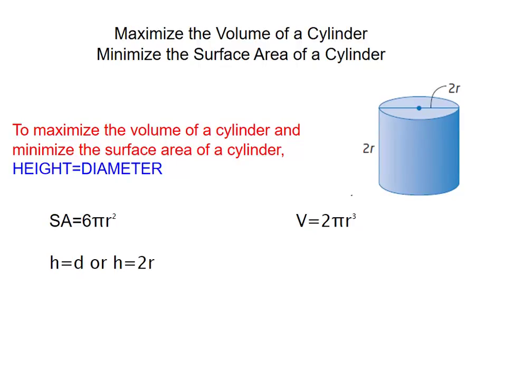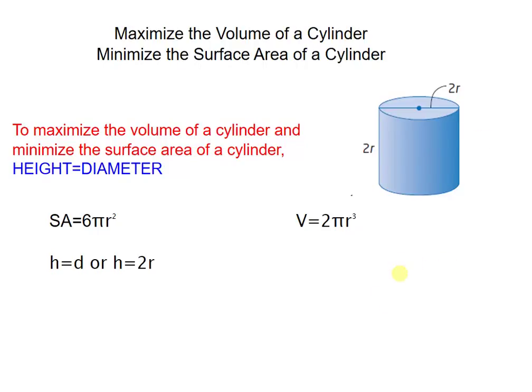Maximize the volume of a cylinder and minimize the surface area of a cylinder. Okay, this time, in order to maximize the volume of a cylinder and minimize the surface area of a cylinder, the height must equal the diameter. So it's very similar to the cube.